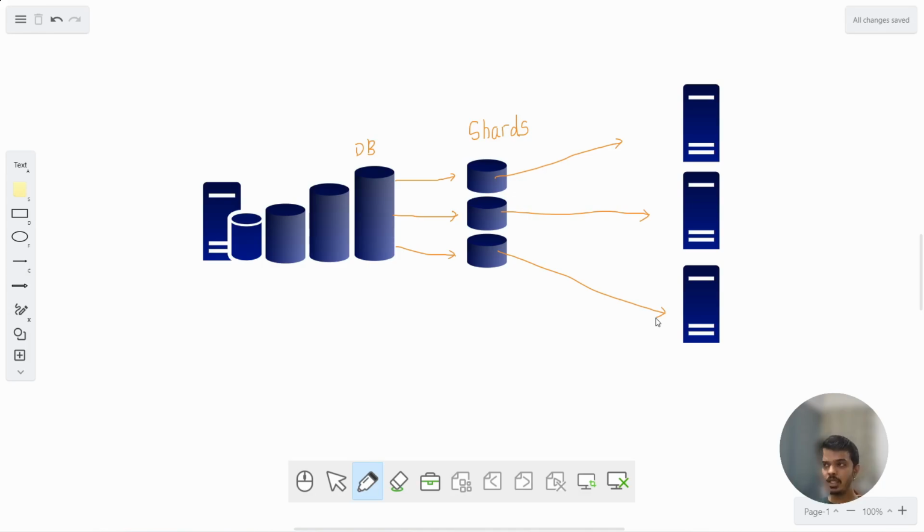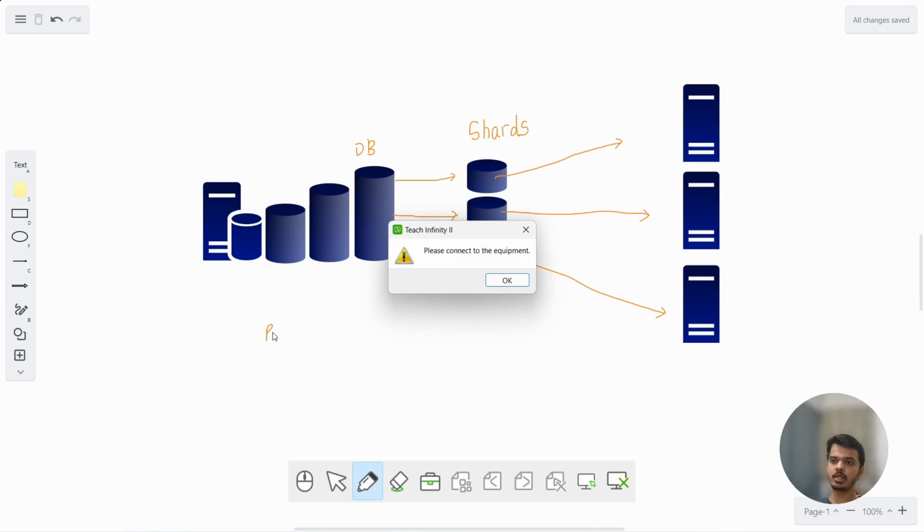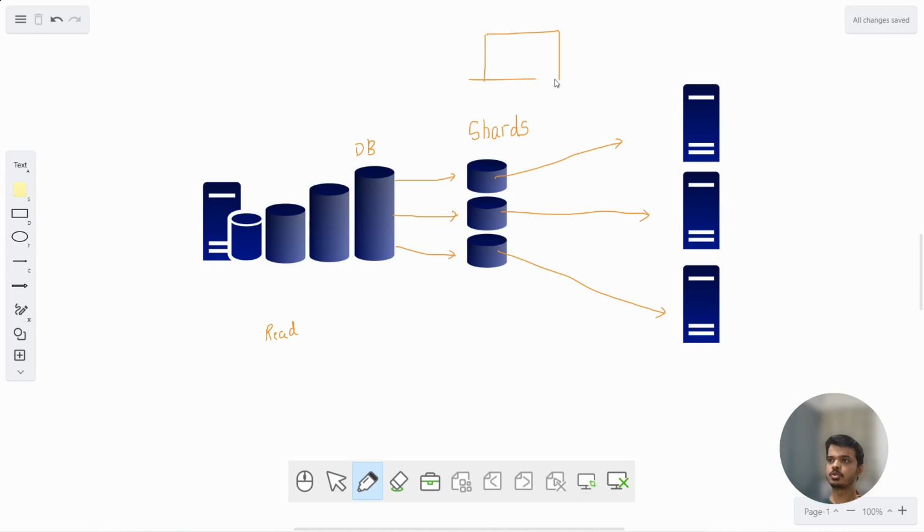Now, when you have multiple shards and when you need to perform a read or write on your database, how will you perform it? Let's say this is a database about some students and you need to fetch data about the student with roll number, let's say 123. So how will you know on which database server this student's data is present? How will you know? In order to solve this problem, we introduce a hashing mechanism.